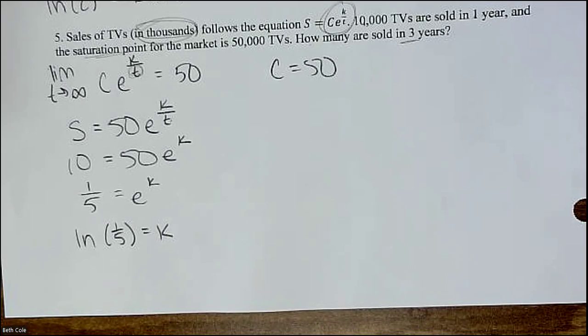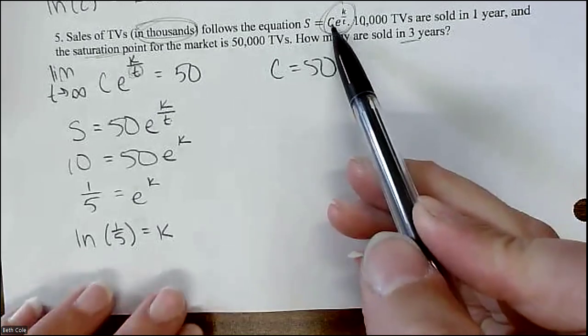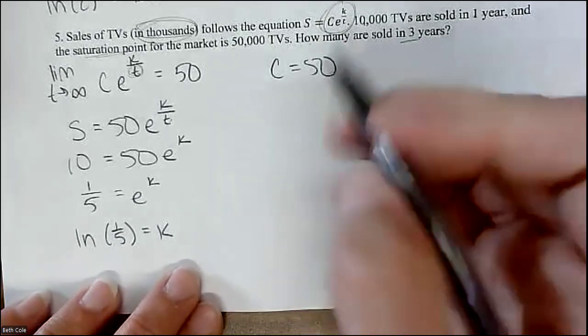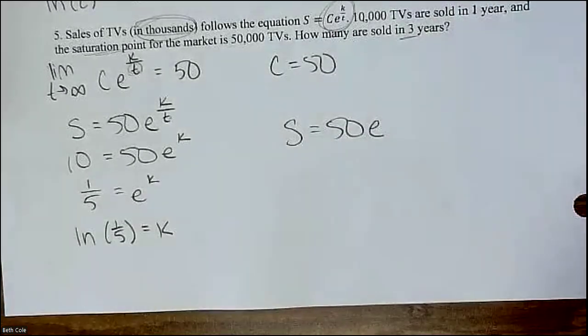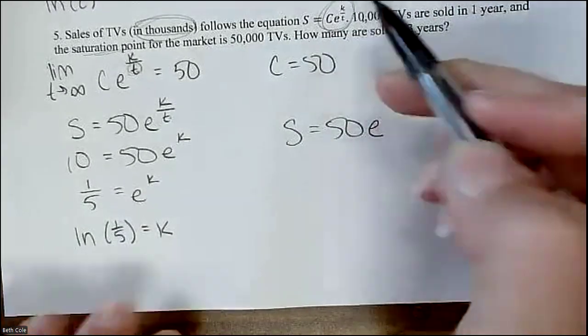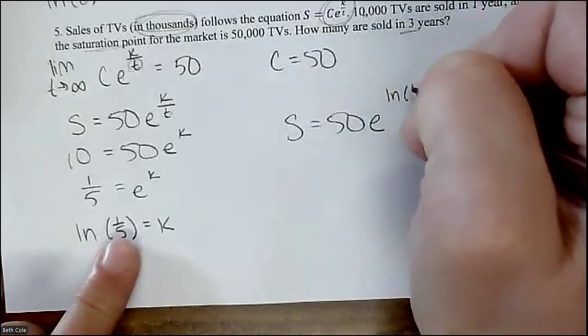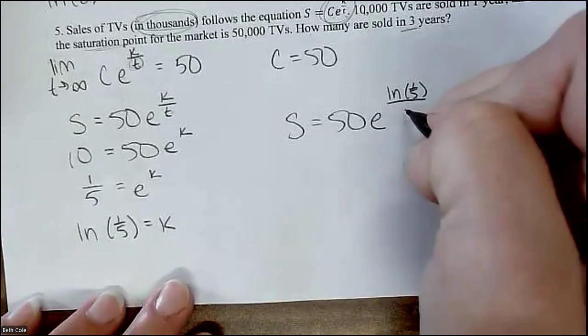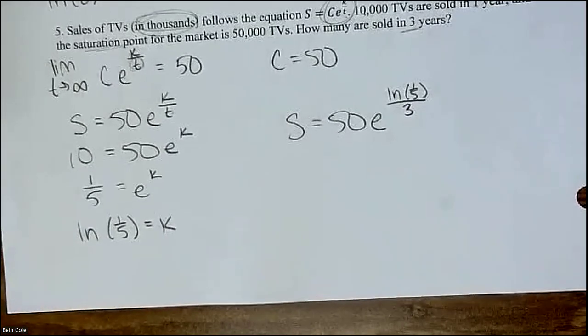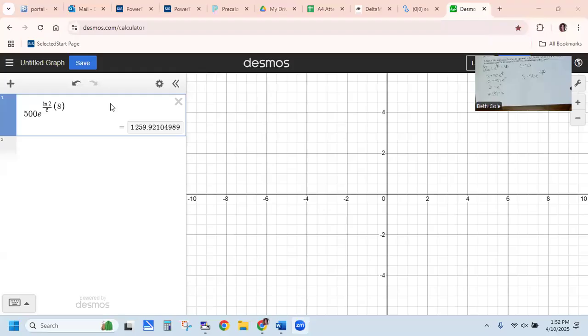Now we're going to answer the question, how many TVs are sold in 3 years? So our C value we said was 50. So we're going to have S equals 50 e to the power K, which we just said was ln of a 5th over T, which is 3. And I'm going to go type that in. Don't like stare off into space while I'm typing this. Watch me type it because, you know, using the calculator is a skill that you're going to need.